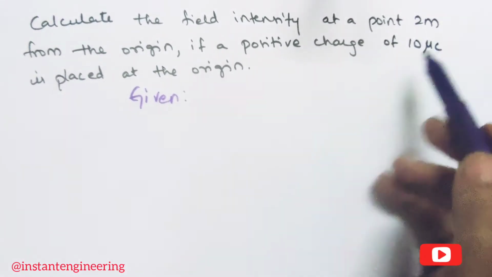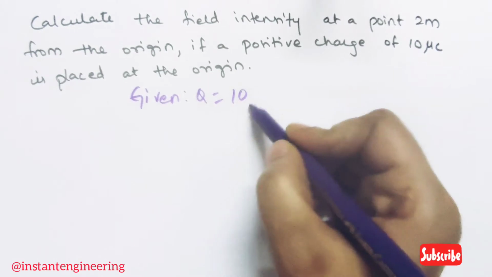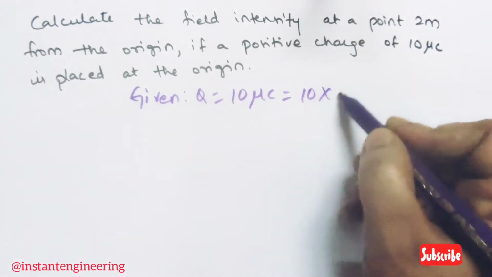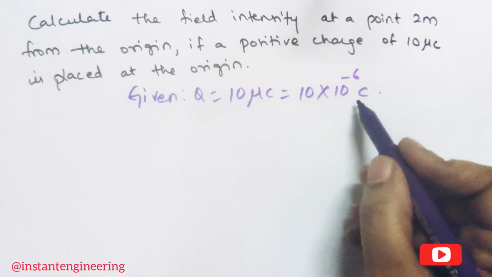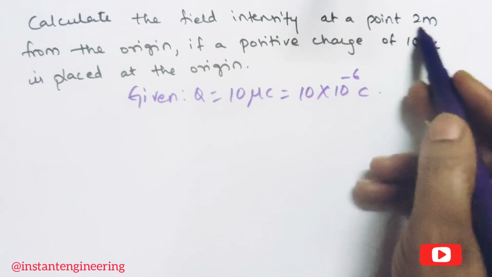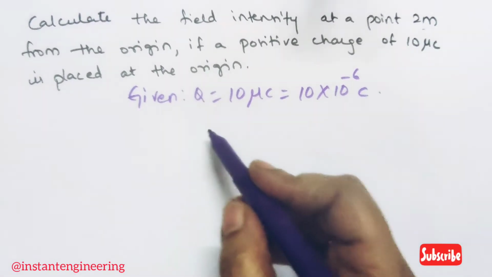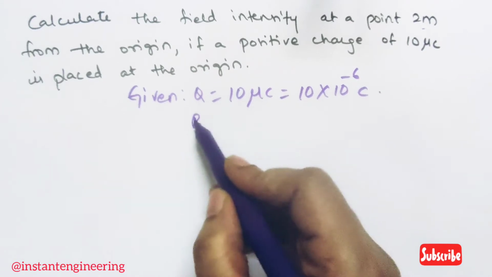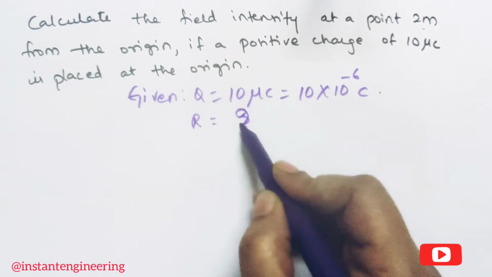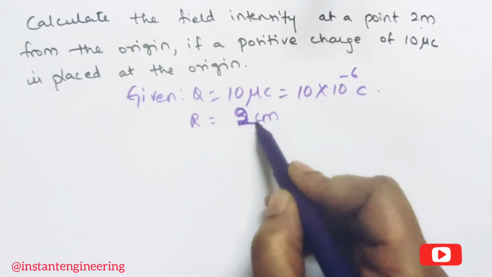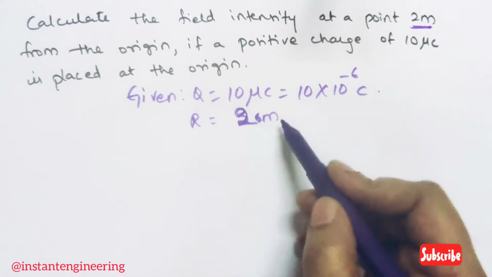Given, he gave the charge as 10 microcoulombs. Micro means 10 power minus 6 coulombs. Okay, micro is 10 power minus 6. Next he gave the point, it is in distance. Distance is given by the letter R, right? R is 2 meters, he gave meters, 2 meters.